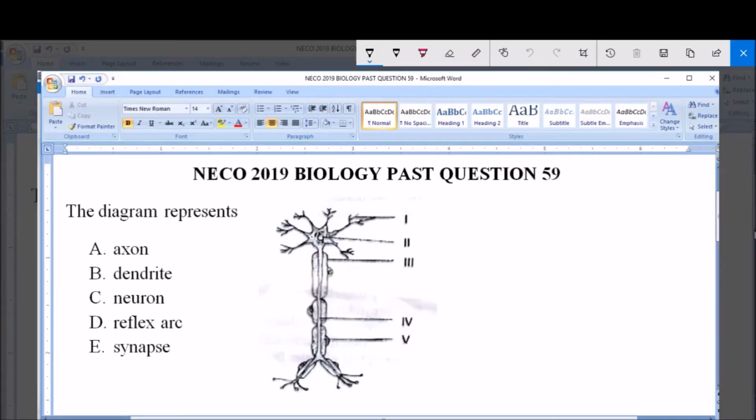I will be answering NECO 2019 Biology Past Question 59. The diagram represents A. Axon, B. Dendrite, C. Neuron, D. Reflex arc, and E. Synapse.